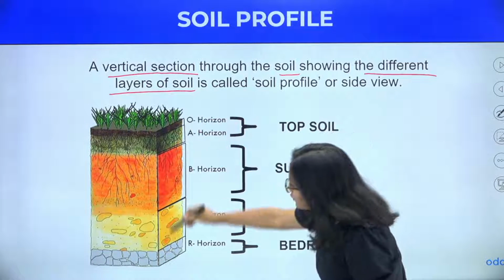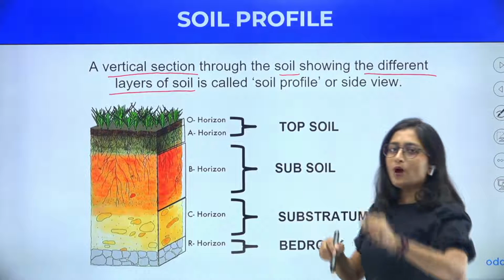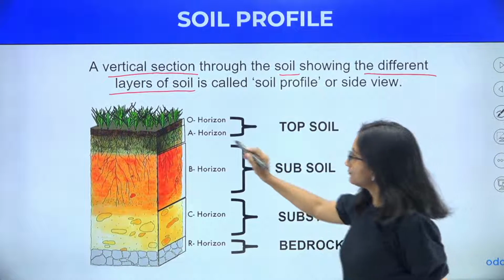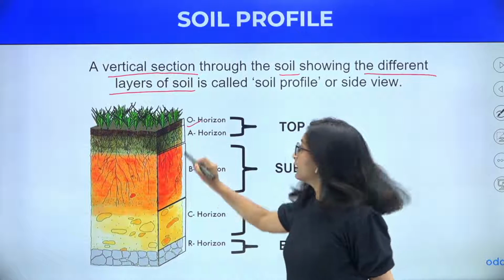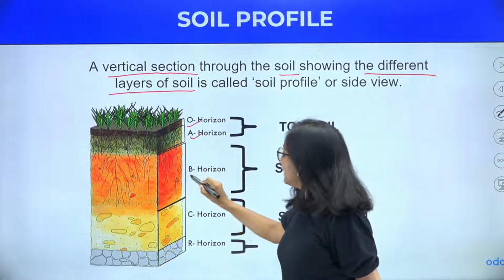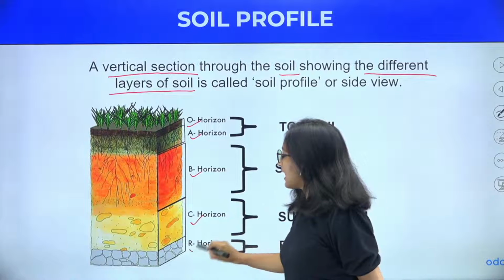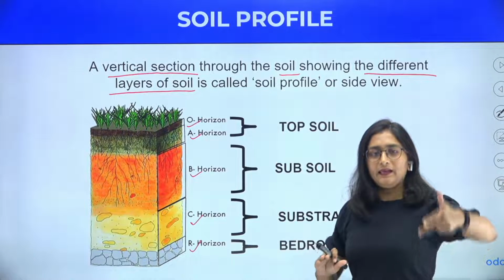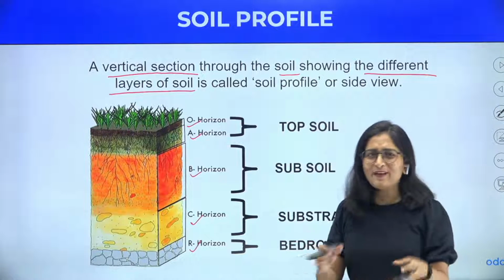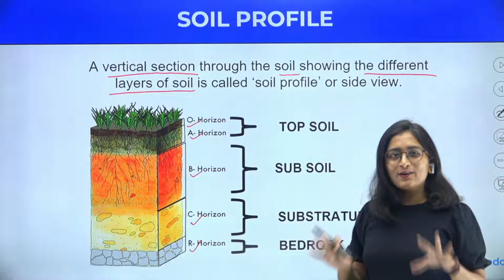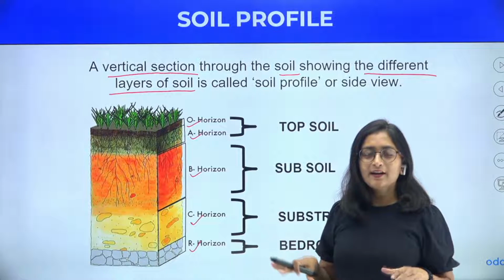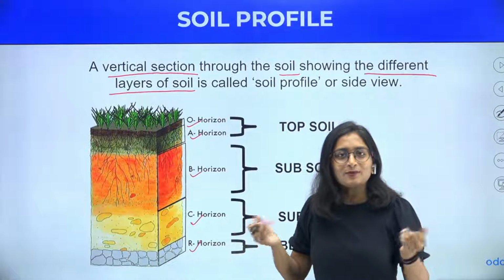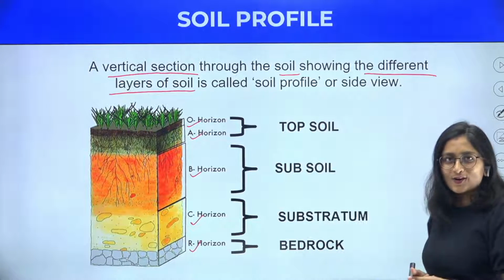Now when you look into the entire profile, one by one, you will find that they have been designated as O horizon, A horizon, B horizon, C horizon, and R horizon. Now, all of these O, A, B, C, R, right? It is the same as A, B, C, D, so you have to just replace it with the R. So O, A, B, C, R. In this way, you have got to know the name of the soil profile.